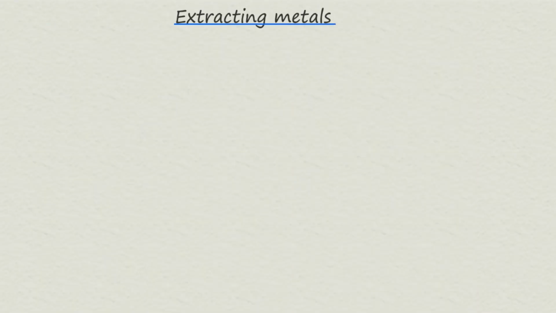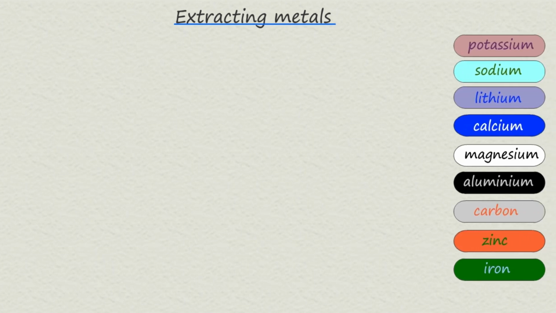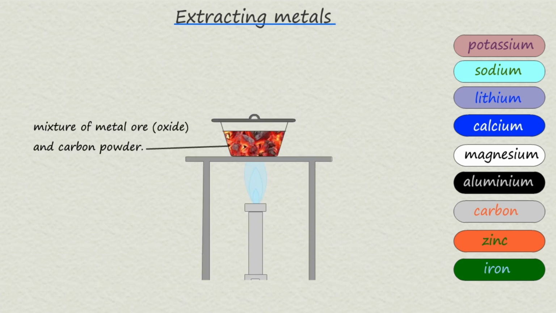The method used to extract a metal from its ore depends mainly on the position of the metal in the reactivity series. For metals below carbon in the reactivity series, the most common method used to extract a metal from its ore is simply by heating with carbon or charcoal in a metal crucible. This is shown in the diagram on screen.